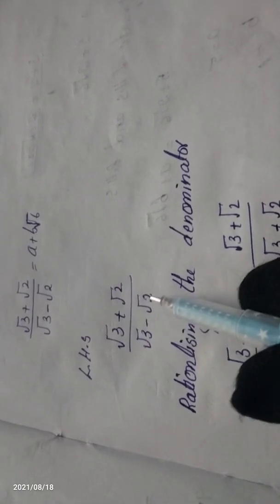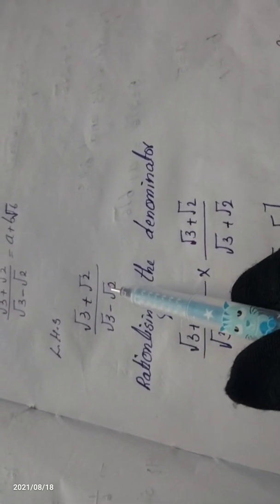In the next step, what do we have to do? We have to rationalize the denominator. What is meant by rationalize? We have to multiply and divide with the same number but with the opposite sign. What is the denominator? Root 3 minus root 2. Now we have to multiply and divide with root 3 plus root 2. Whatever denominator is there, we take the same number but with the opposite sign.